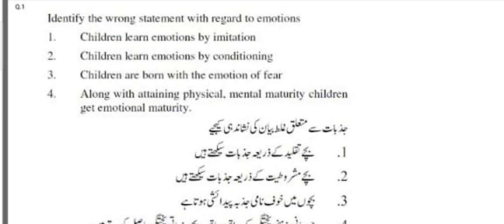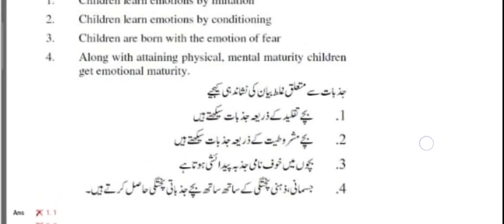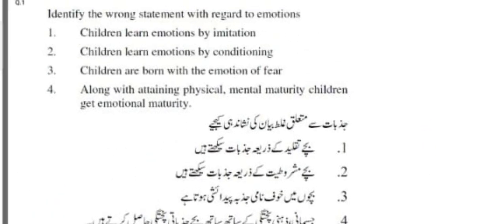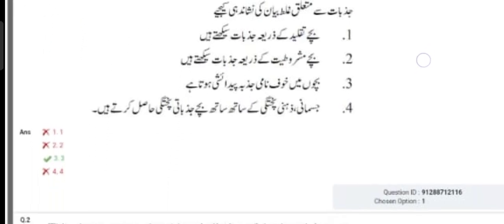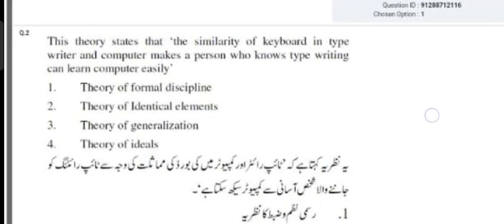First one is children learn emotions by imitation. Children learn emotions by conditioning. Children are born with the emotion of fear. Along with attaining physical and mental maturity, children get emotional maturity. So the answer is C, I mean 3: children are born with the emotion of fear. So we'll continue with the second question.